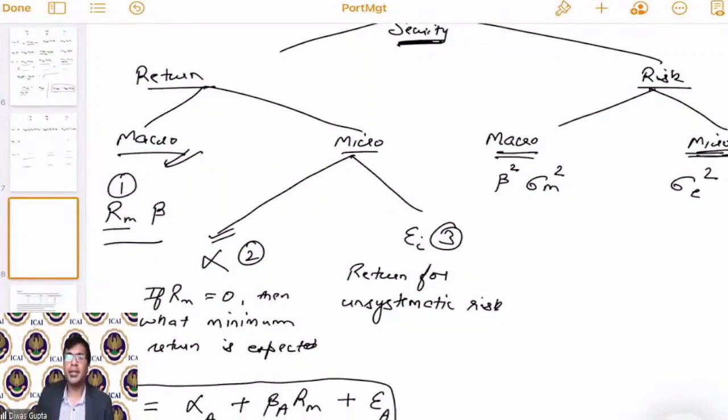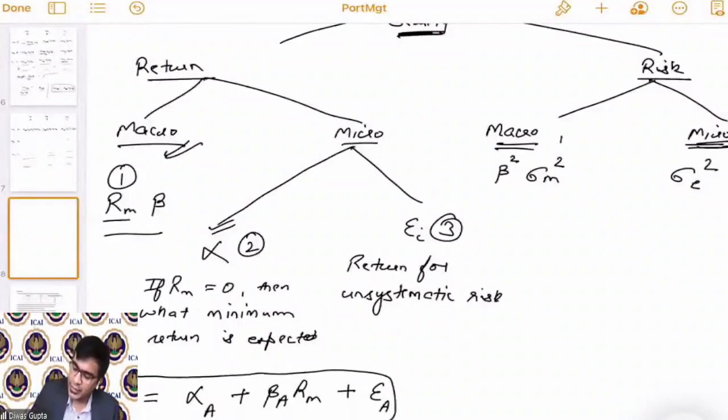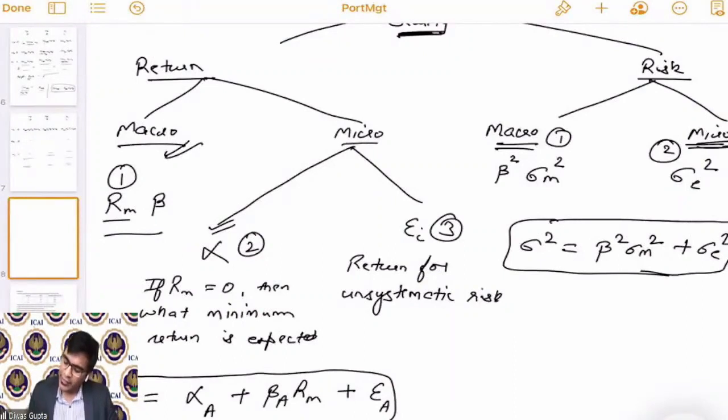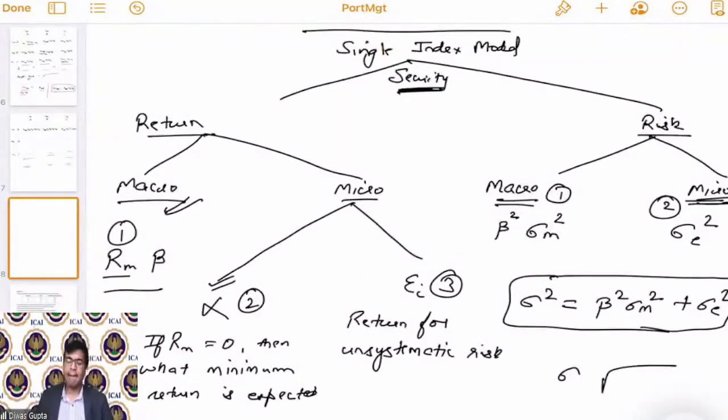Now this is what the risk is. Now they also say that you just take 1 and 2, add both of them, you will get the total risk. So variance, as of now I'm putting here, variance is equal to beta square standard deviation of market square plus standard deviation on unsystematic risk square. If we have to take the standard deviation, we will just take a square root. Okay, students. This is what the security return and risk is.